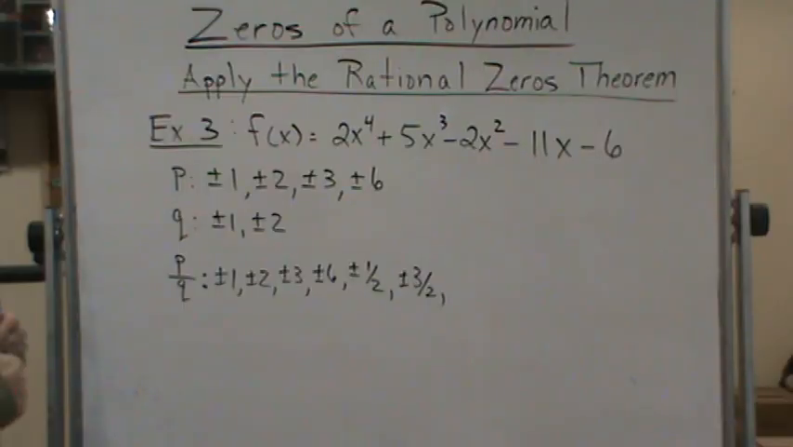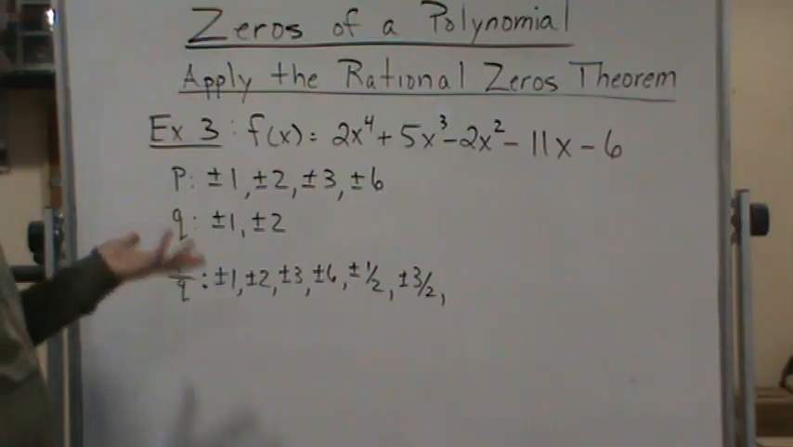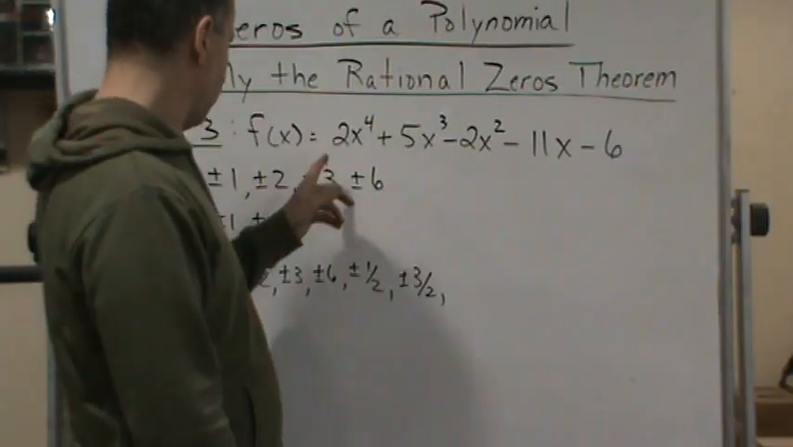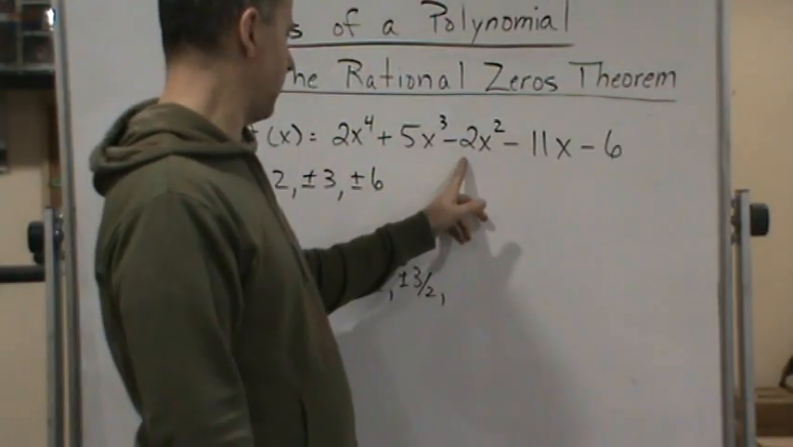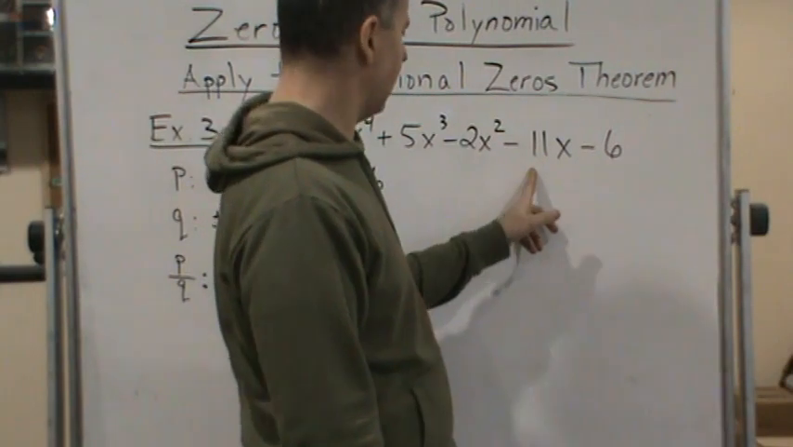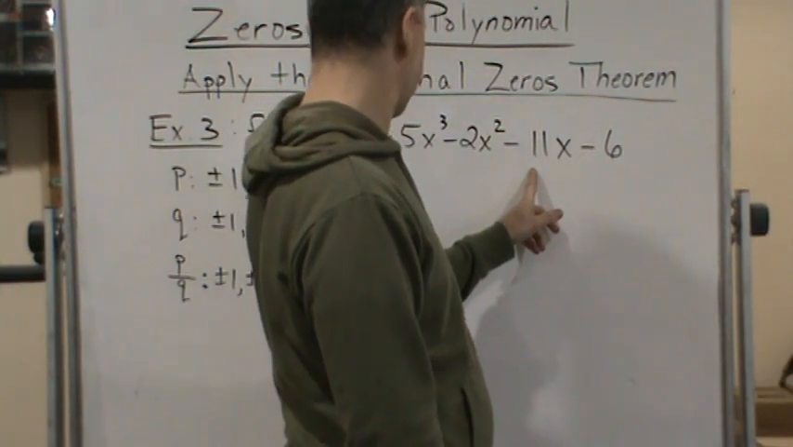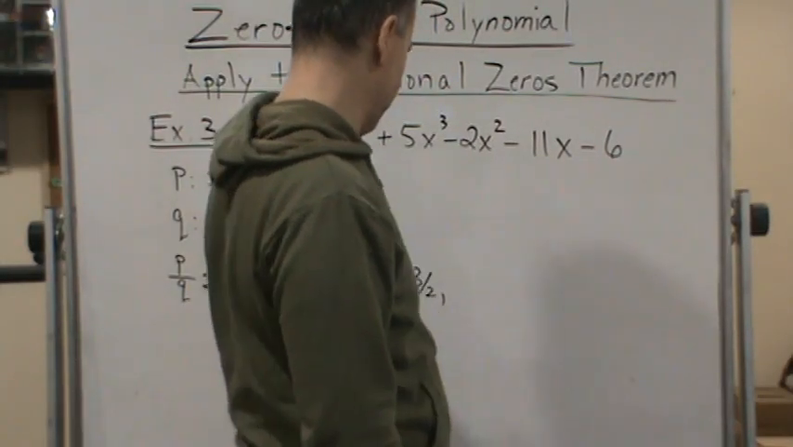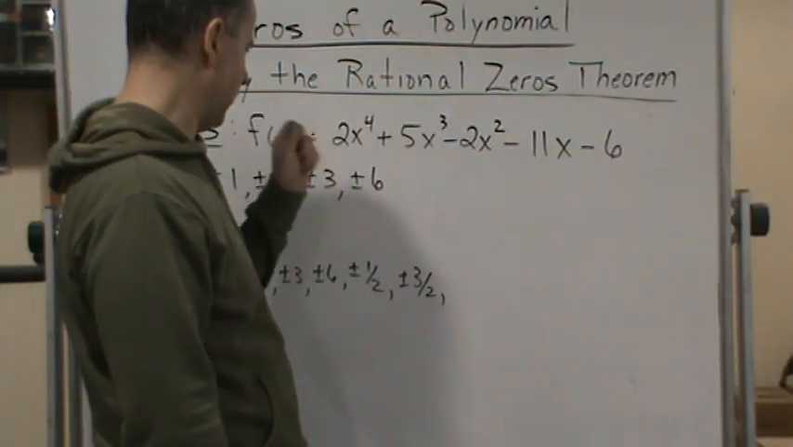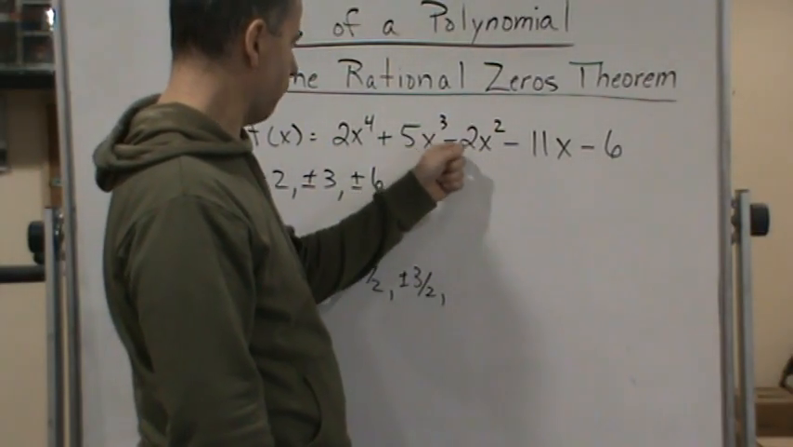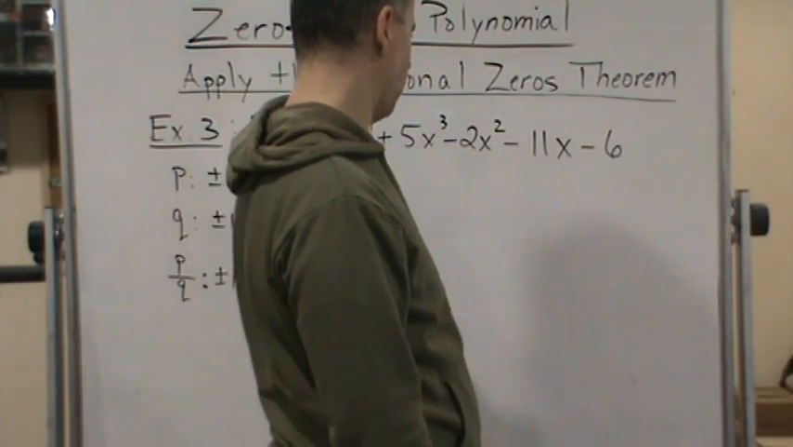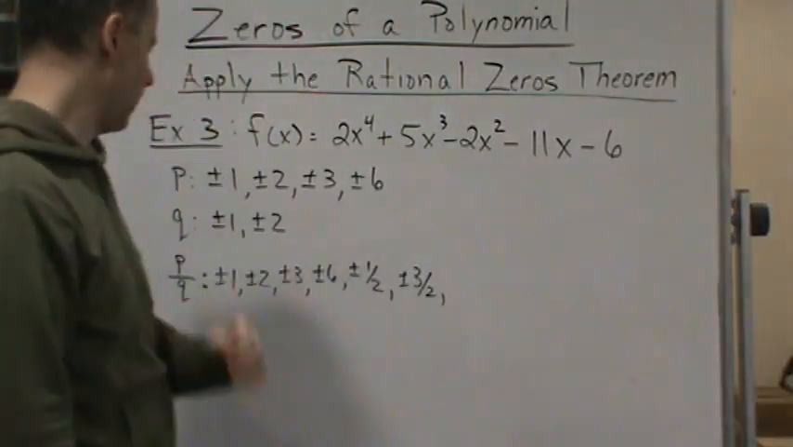So now I'm going to start testing. The first thing I'm going to do is plus or minus 1. So let's do plus 1, which means I'm just going to add up the coefficients. So it's 2 plus 5 is 7, minus 2 is 5, minus 11 is negative 6, minus 6 is minus 12. So that doesn't seem to work. Let's do it again: 2 plus 5 is 7, minus 2 is 5, minus 11 is minus 6, and we get minus 12 as a total. Does not work.